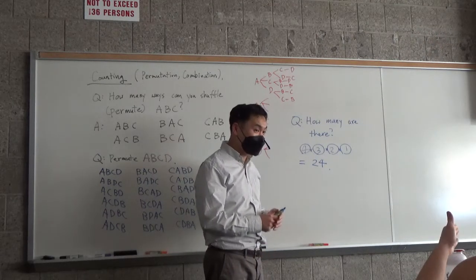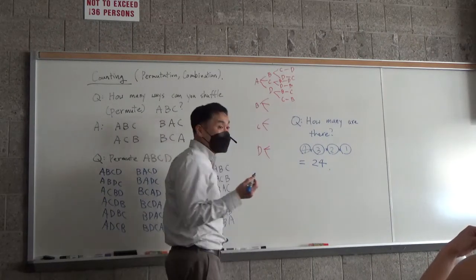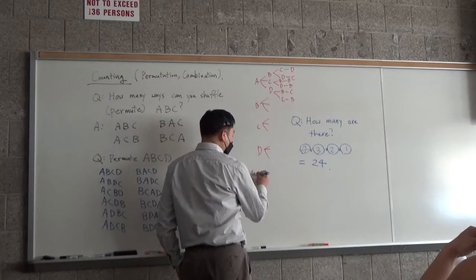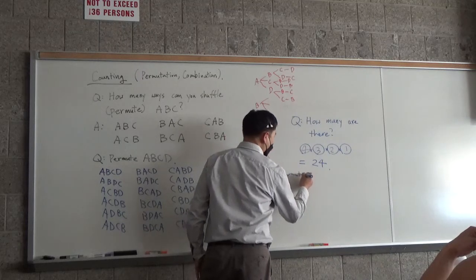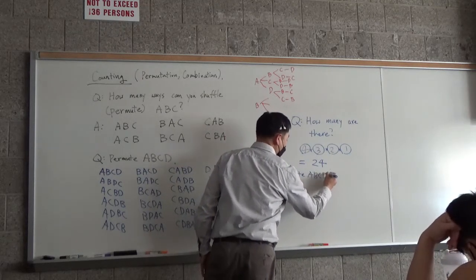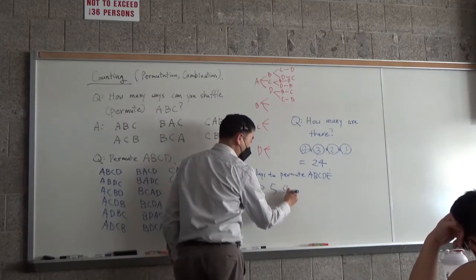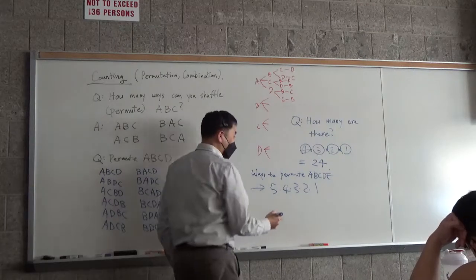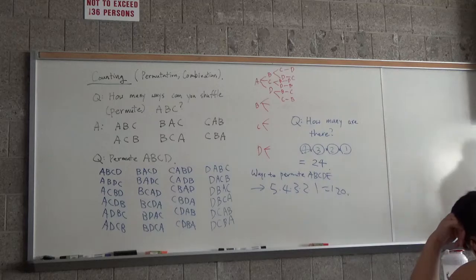Yeah, so the question was, if it's A, B, C, D, E, what would that be? So, ways to permute A, B, C, D, E. What would that be? 5, 4, 3, 2, 1, right? Just like that, and that'll be 120. So at this point, you realize that there's a pattern, right?